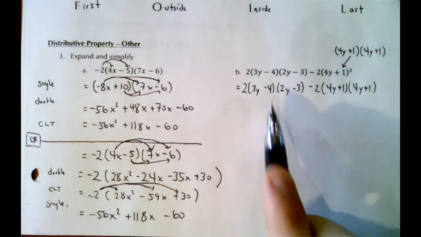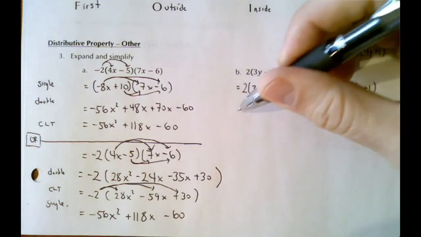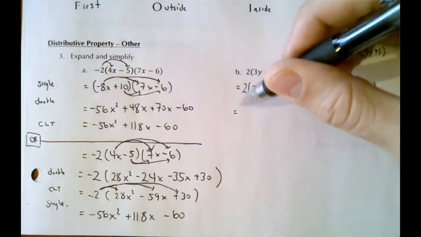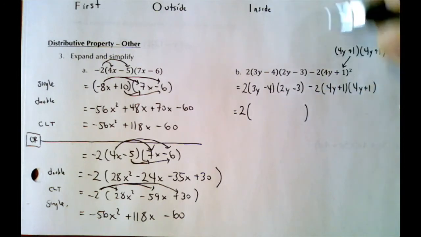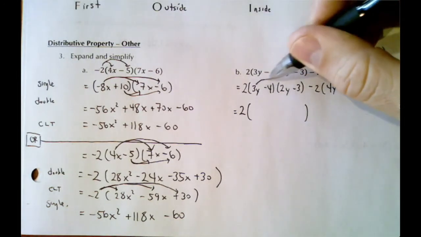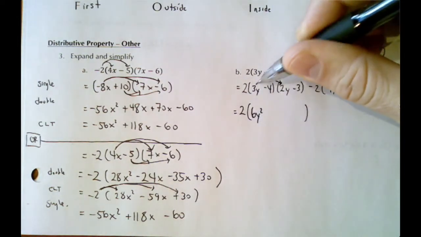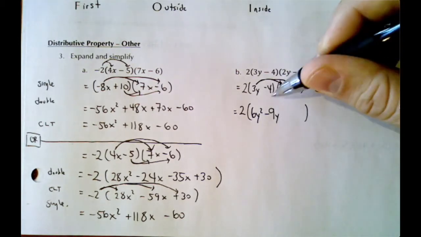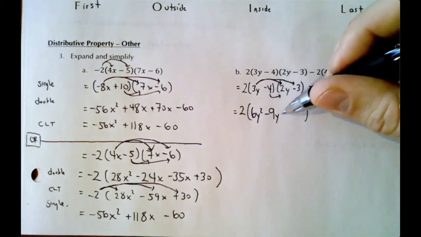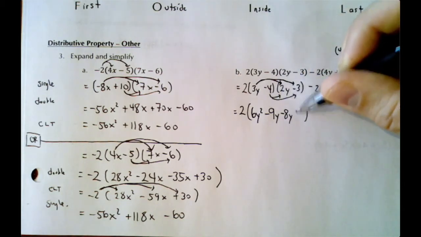We're going to do the FOIL step first on each of these brackets, and we're going to do it at the same time. So let's see what we do. We leave the 2 in front. We're going to open up a big bracket, and let's FOIL. 3y times 2y is 6y squared. 3y times negative 3 is negative 9y. Negative 4 times 2y is negative 8y. And negative 4 times negative 3 is 12.